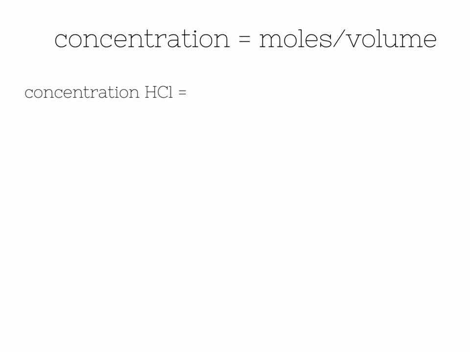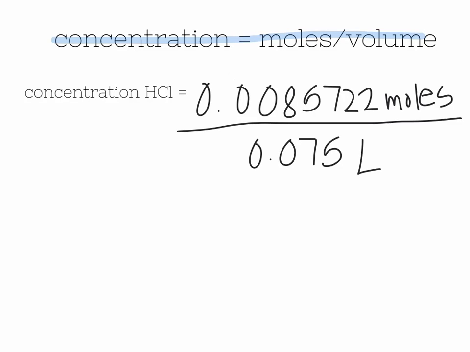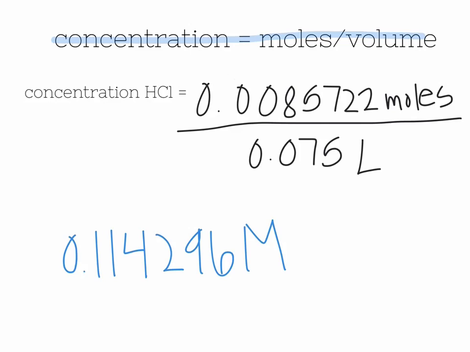Now, to find the concentration of hydrochloric acid, which we are asked to solve for in the problem, we will use the equation concentration equals moles divided by volume. You divide the moles of hydrochloric acid that we found in the previous step by the volume given in the problem that we converted to liters. After solving this problem, we now know that the concentration of hydrochloric acid is 0.114296, and this is what we were asked to solve for in the initial problem.